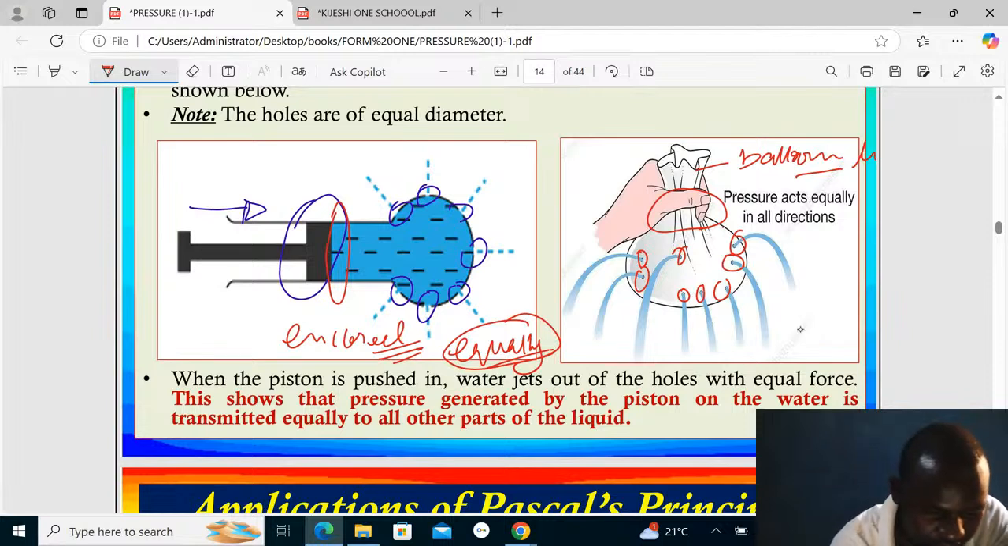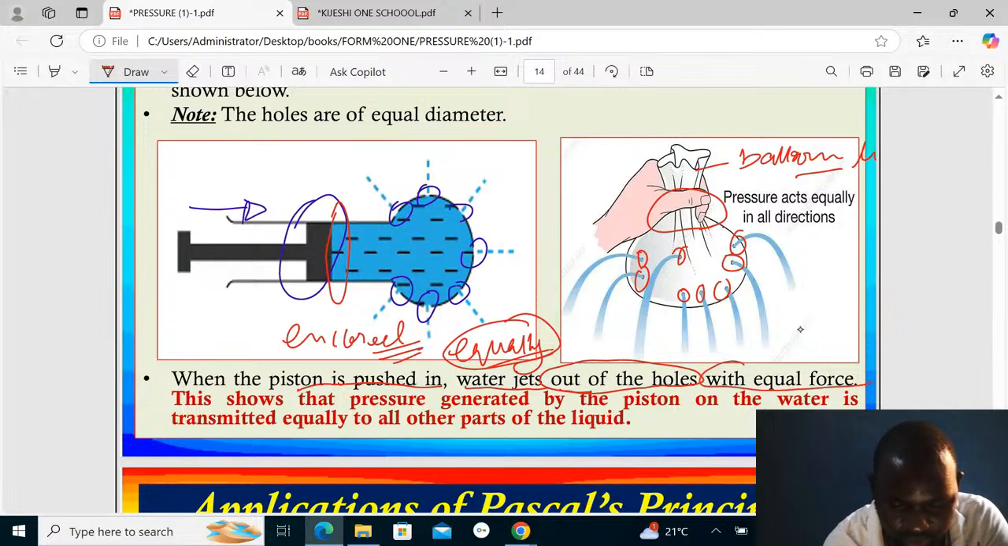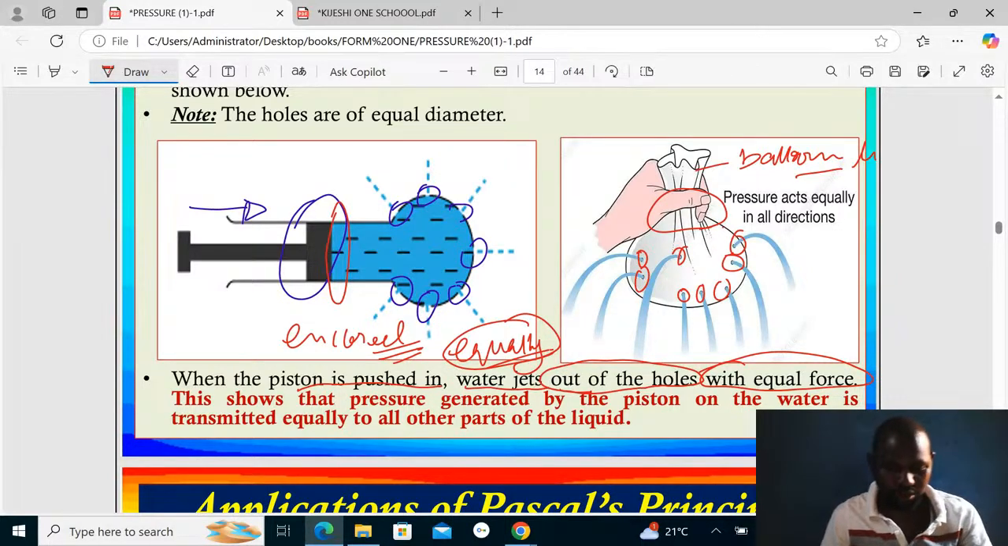So the explanation here: when the piston is pushed in, the liquid, which in this case is said to be water, will jet out of the holes with equal force. So the moment one side of the liquid has been pressed, meaning that pressure has been applied, it is equally transmitted to all other parts of the liquid.